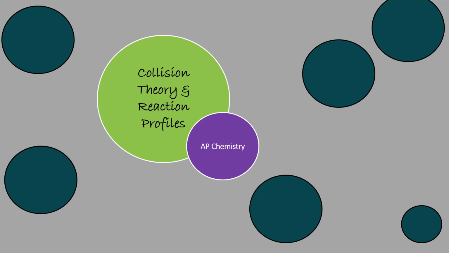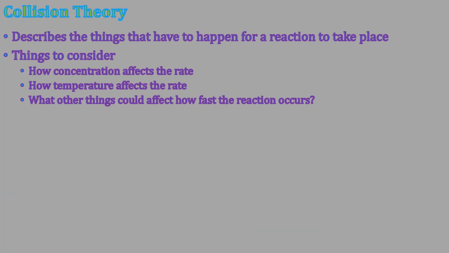Hey guys, this video is going to be about collision theory and reaction profiles. Collision theory is how the reactants have to collide in order for the reaction to proceed and what things can affect how fast the reaction occurs. So it describes the things that have to happen for a reaction to take place. Things to consider are how concentration affects the rate, how temperature can affect the rate, and what other things could possibly affect how fast the reaction occurs.